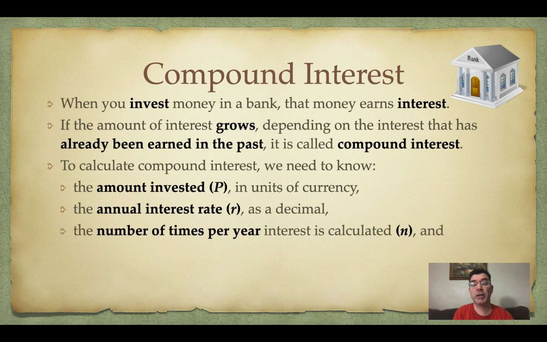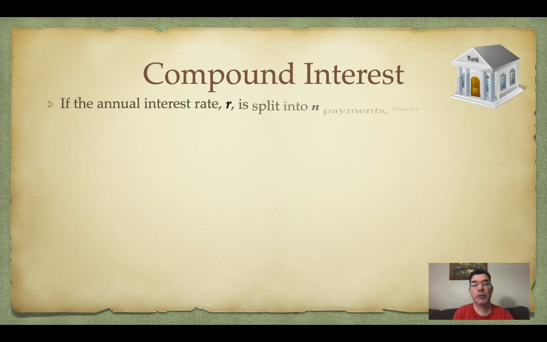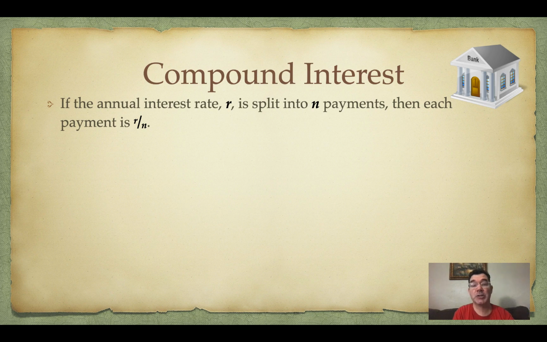So if it's in a percentage, you need to convert it to a decimal. We also need to know the number of times per year that interest is calculated, whether it's monthly, quarterly, or annually. And we also need to know the amount of time in years that the money has been invested, and we're going to call that T. So with those variables, here's what we're going to figure out. If the annual interest rate R is split into N payments per year, then each payment is R over N. So that interest rate is divided evenly into those N interest payments that you receive.